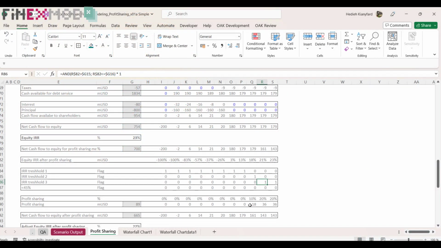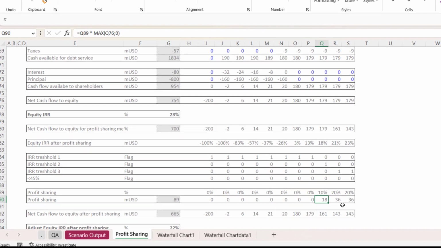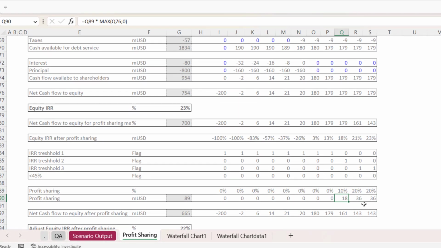So once you have created these percentages, you can now calculate your profit sharing, or the extra cash that goes to the worker in our example. It is basically the percentages times the dividends available for distribution, and this is going to give you the profit sharing.